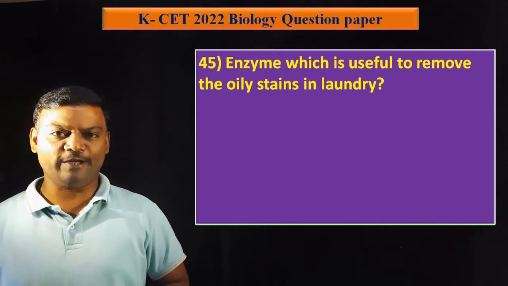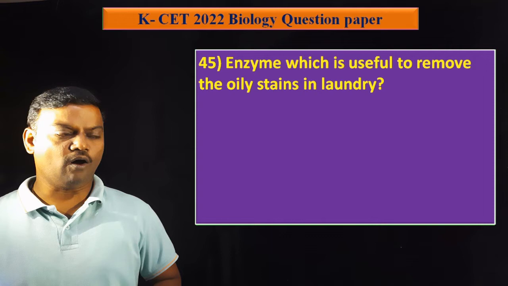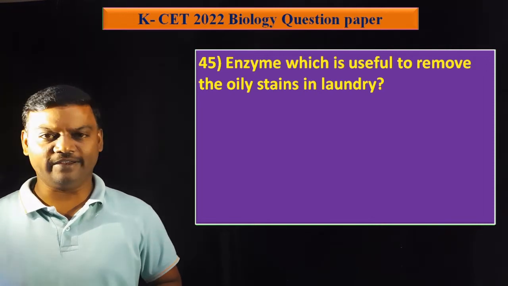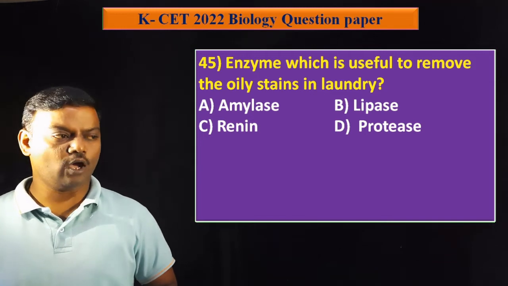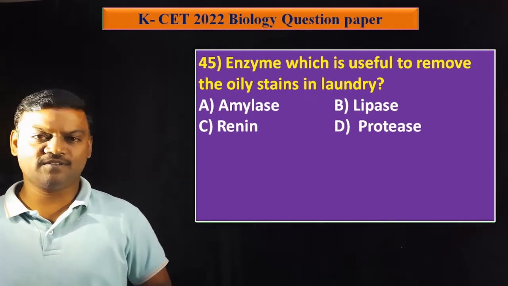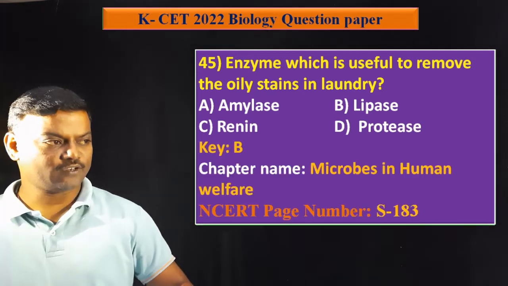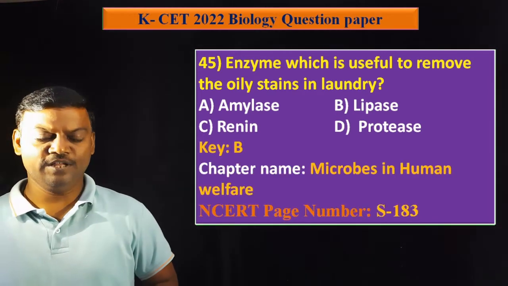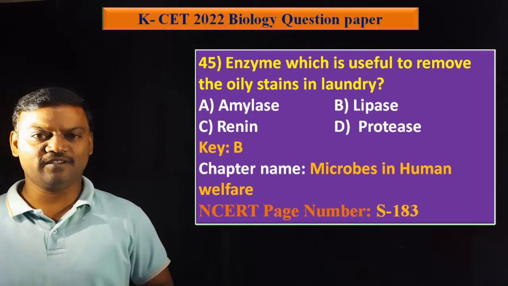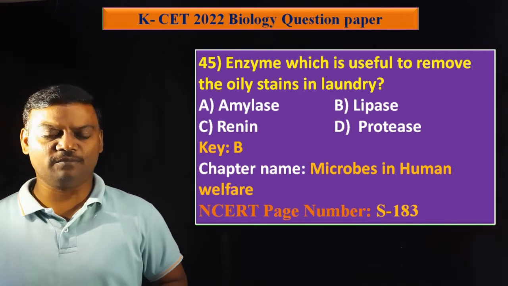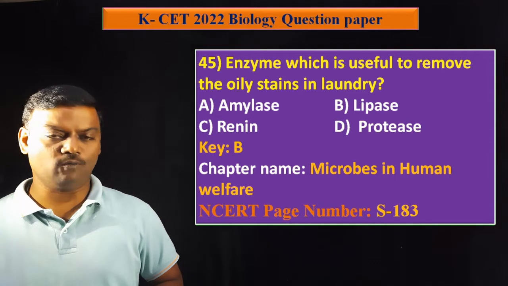Question number 45. The enzyme which is useful to remove the oil stain in laundry. Option A, amylase. Option B, lipase. Option C, rennin. Option D, protease. The correct answer is option B. So lipase is an enzyme. It helps to remove oily stains in laundry. It is a question from Microbes in Human Welfare, NCERT page number 183.